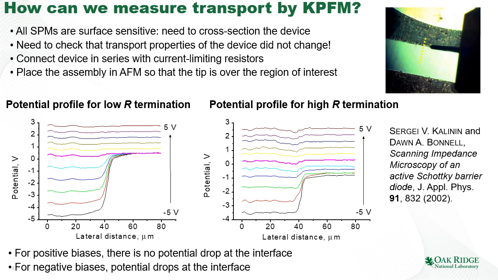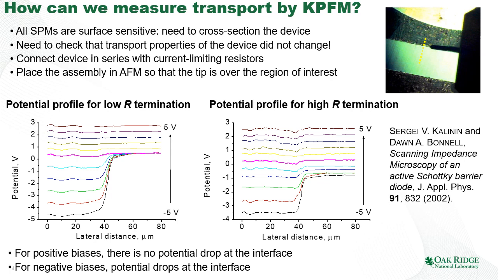This is the soldering material used to solder the chunk of silicon to the electrode. And this is my AFM tip that I used to scan across this region. Now, one important thing, and I cannot overemphasize the importance of this step, is that your device needs to be connected in series with the current limiting resistors.